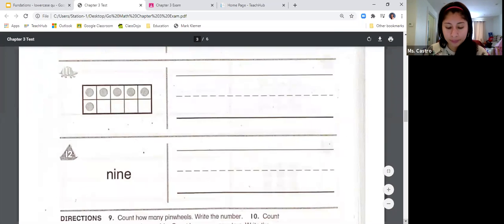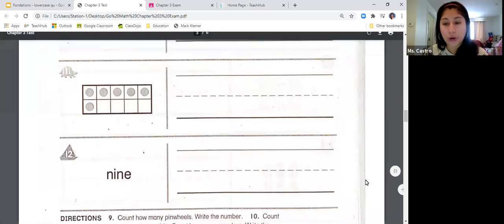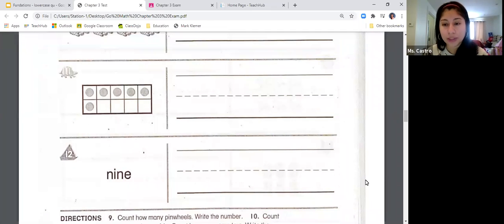Number 12, they want you to write the number on the line that matches the word. So your job, you have to try your best to read that word and figure out what number it is, so that way you can write the number on the line.